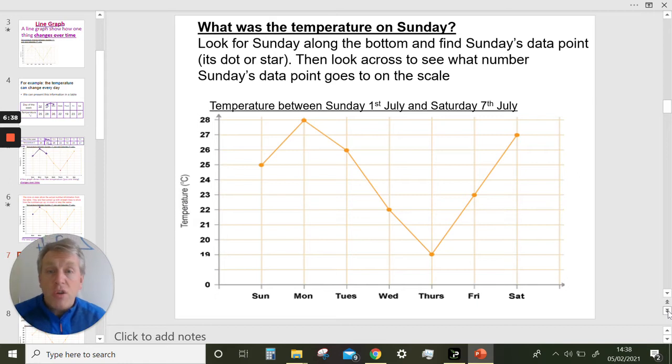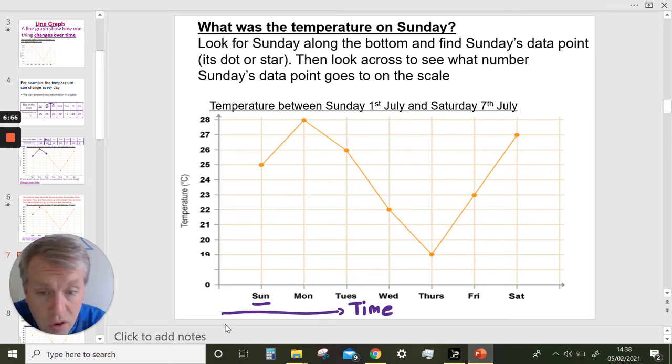So let's use that information. What was the temperature on Sunday? Well, we need to look for Sunday along the bottom. Almost always the time is shown along the bottom of the graph. Going along, so Sunday, Monday, Tuesday, Wednesday, Thursday, Friday, Saturday, this is the time, it's the days. So Sunday, we read up, here's the dot for Sunday's information.